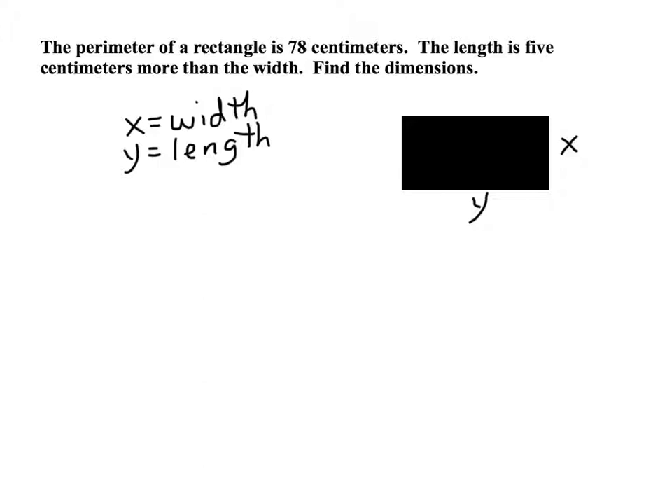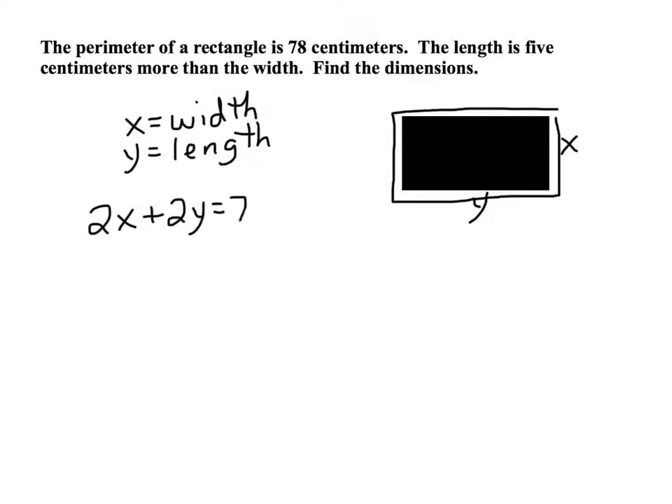To go all the way around, I would need 2 x's and 2 y's. So one possible equation I could have is 2x plus 2y is equal to 78. It also says that the length is 5 centimeters more than the width. So if I have the length, that length is 5 centimeters more than the width. That would be another possible equation.